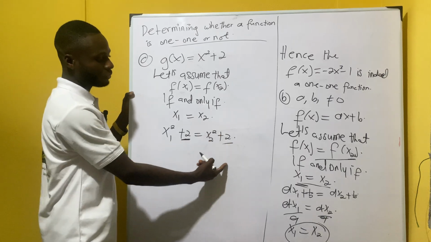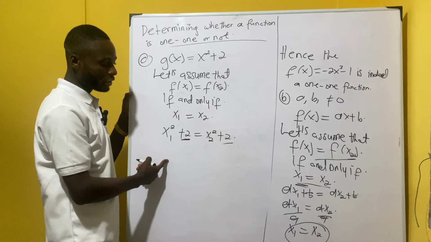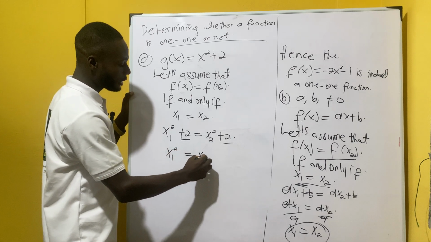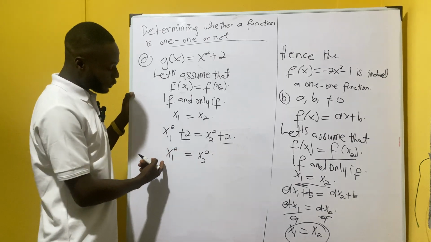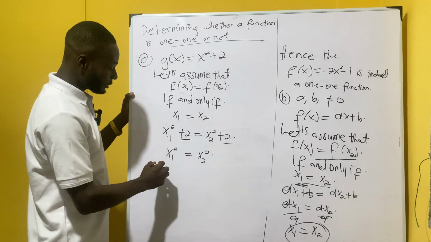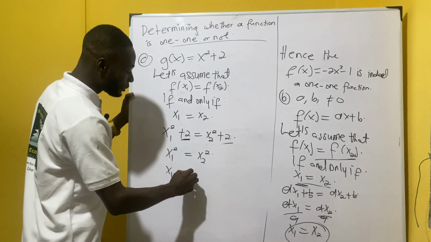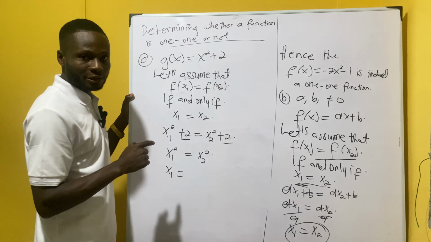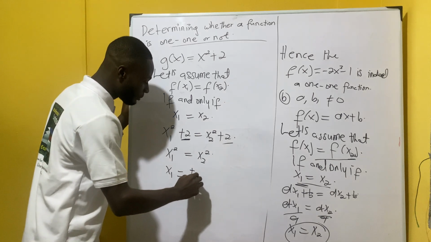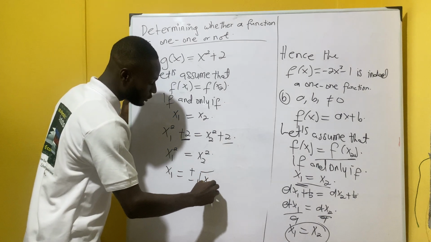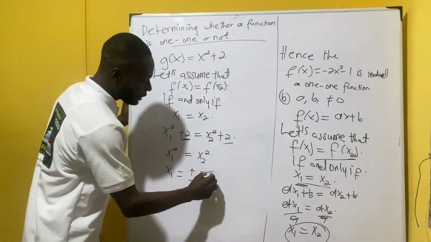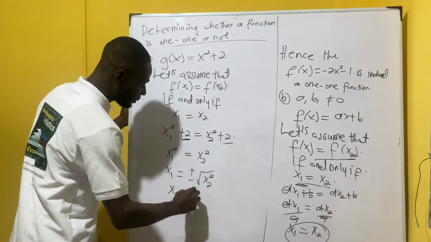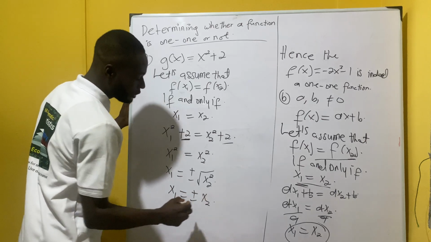You know that when this crosses, we have the 2 going off. So we have x1 squared should be equal to x2 squared. So taking the square root on both sides, we know that when you take the square root of a square number, it's going to be a plus or minus, right? So we have plus or minus square root of x2 squared, right? So we have x1 is equal to plus or minus x2, right?